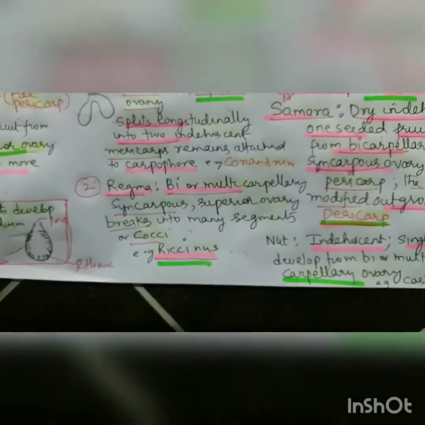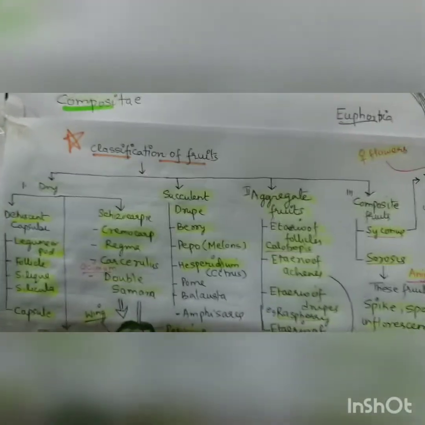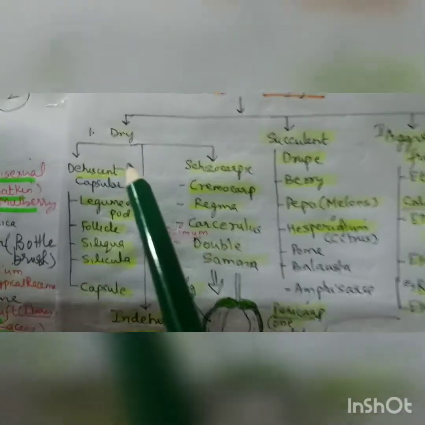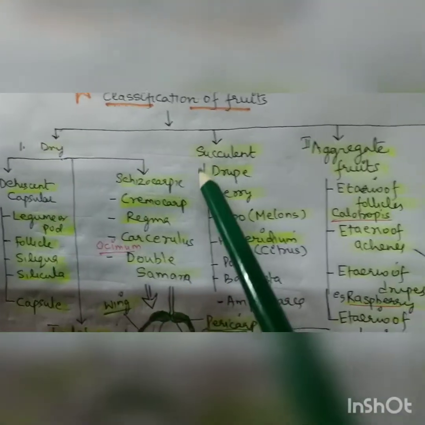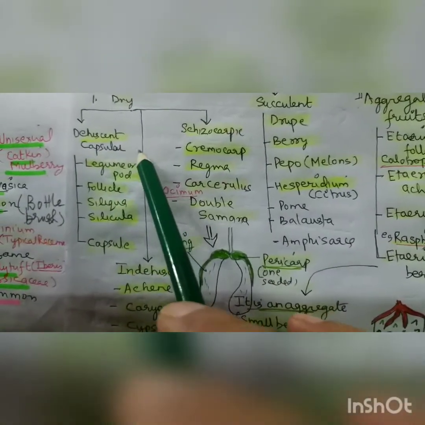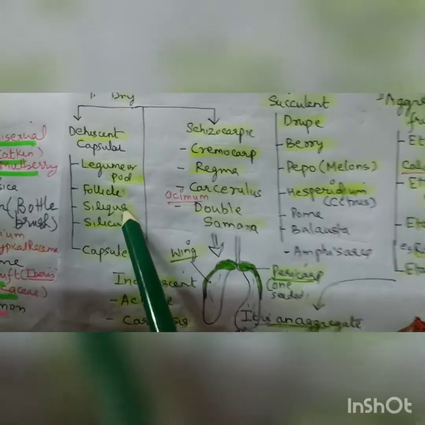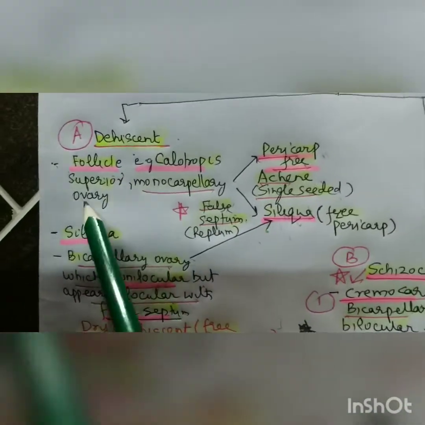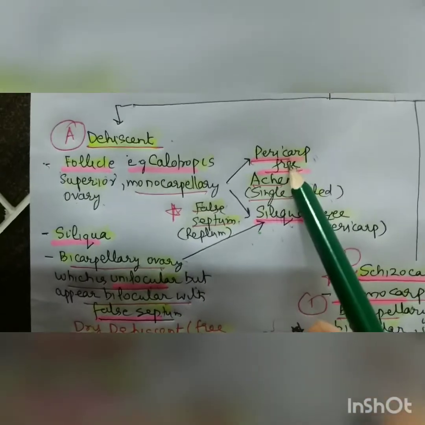So now we are coming to the next part. I am winding up the classification of fruits, right? The classification of fruits is basically divided into dry, then aggregate, and then composite fruits. In dry we have dehiscent: legume, follicle, siliqua, silicula, and capsule, right? This we did yesterday. In case of dehiscent, follicle has a superior ovary, monocarpellary, pericarp is free.